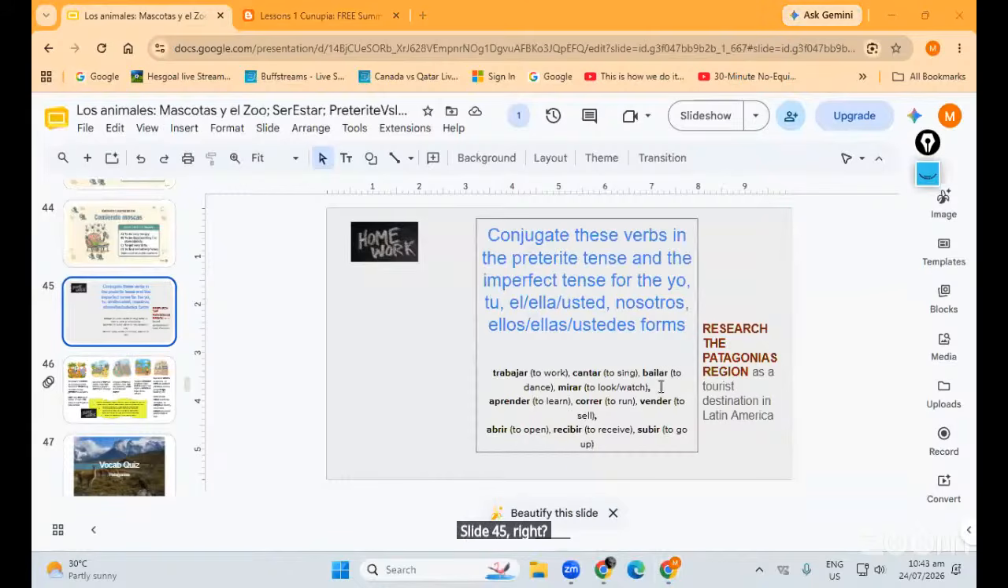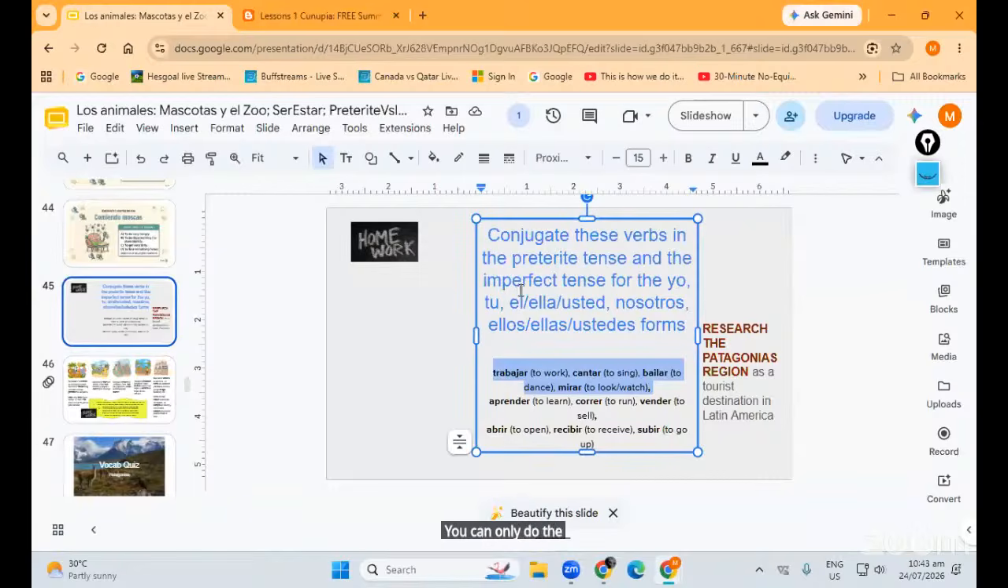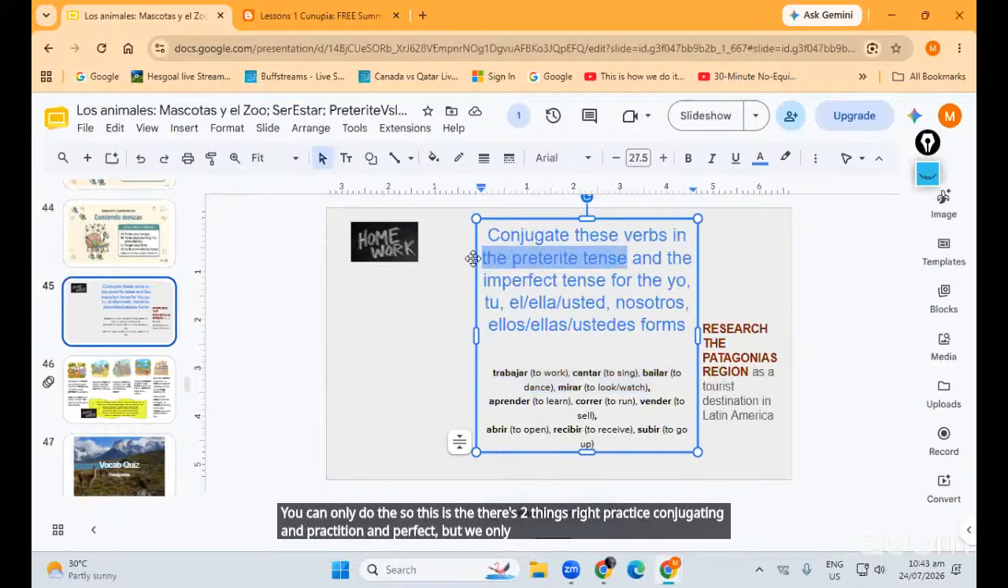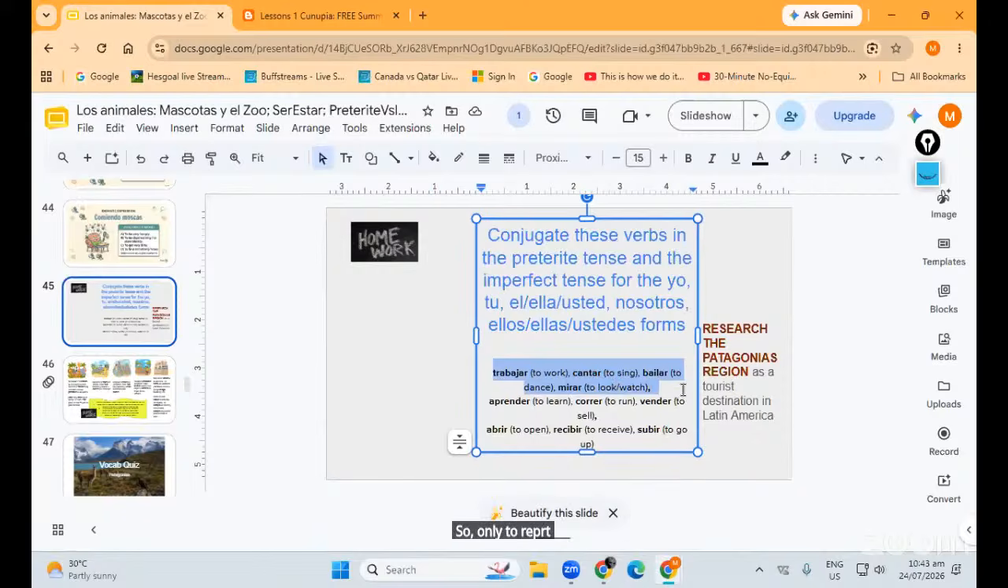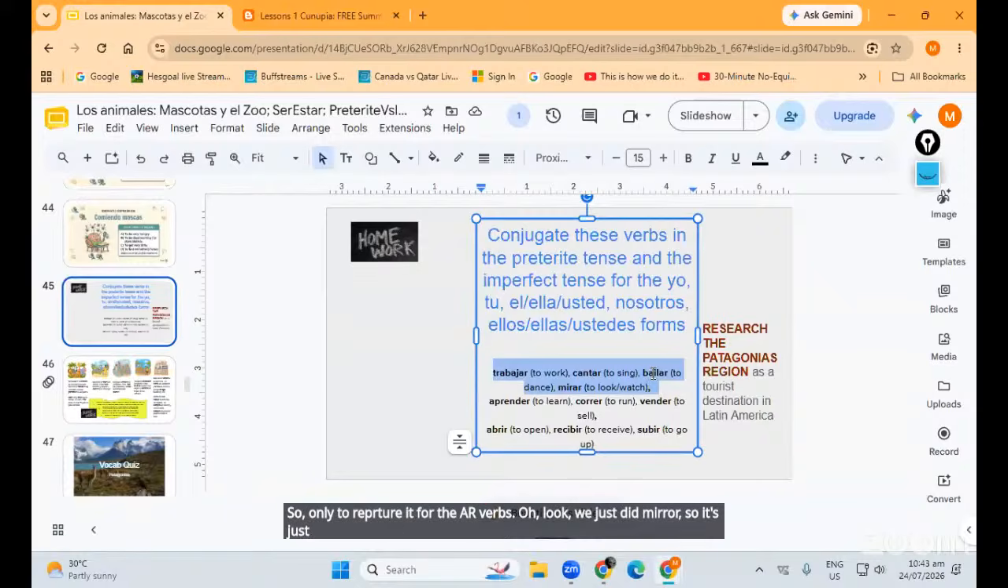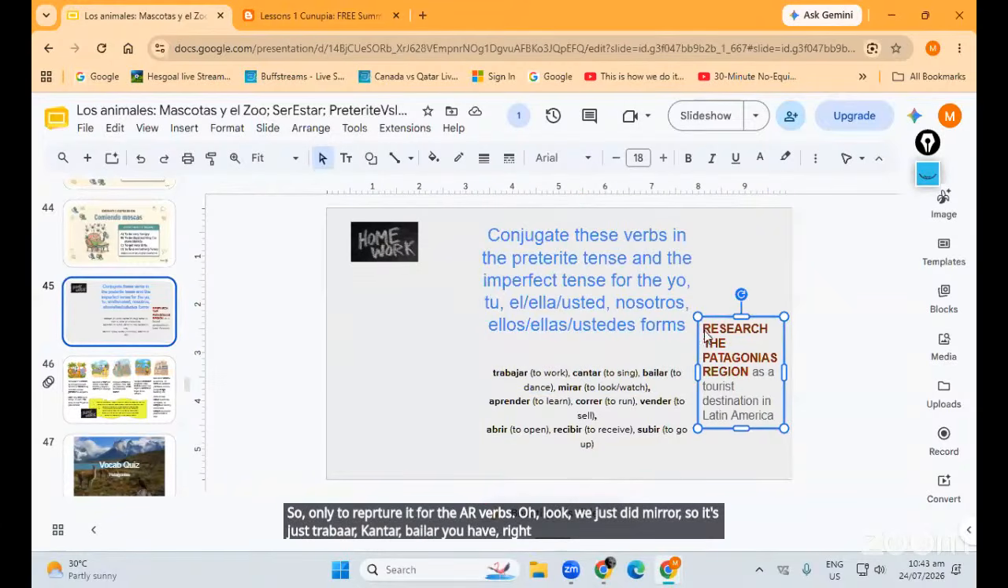You can only do this is the point. There's two things, right? Practice conjugating in preterite and imperfect, but we only got through preterite for AR. So only do the preterite for the AR verbs. And look, we just did mirar. So it's just trabajar, cantar, bailar you have, right? And then this question. Do a little research on the Patagonia region. Find out why it's a tourist attraction in Latin America, which countries, and so on.